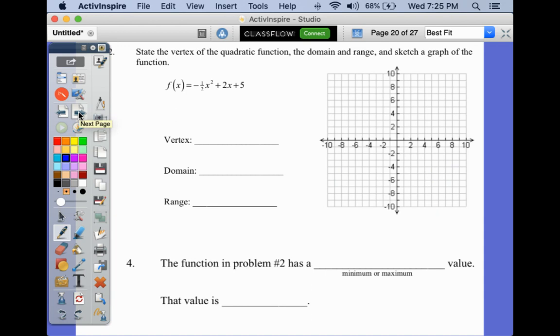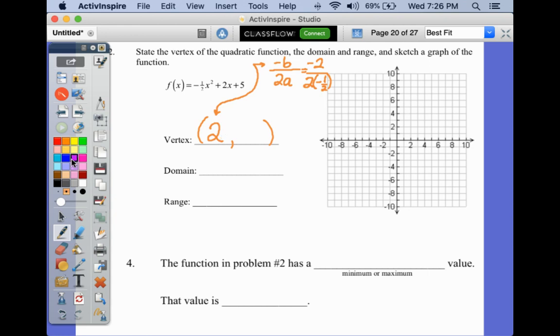Okay, next question. We're doing the same thing. We've got to find the vertex. We've got to draw a graph. We just find the vertex differently. To find the vertex here, the x-coordinate is found with the formula negative b divided by 2a. And so the b in the function is 2. So we get negative 2 divided by 2 times a, which is negative half. So that's going to be just positive 2 when simplified.